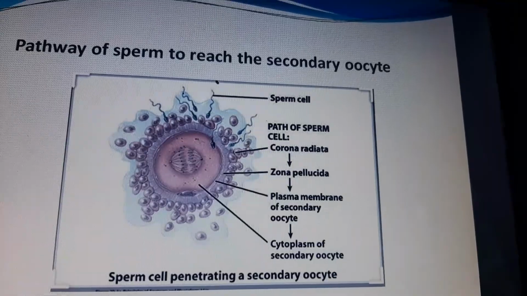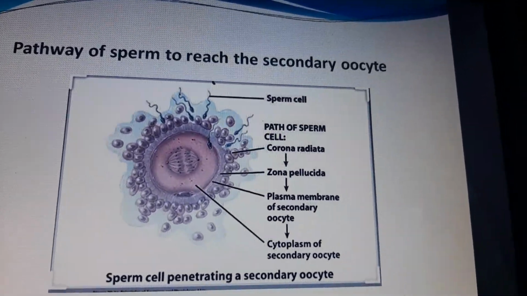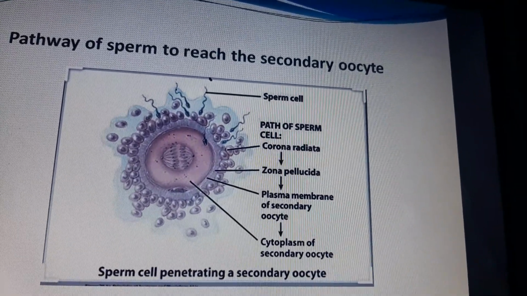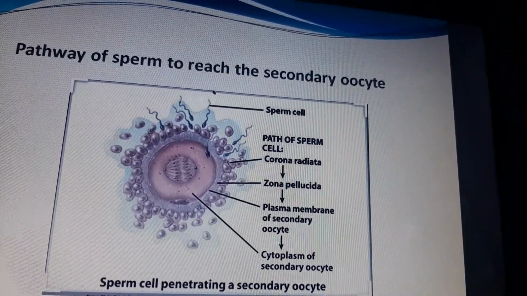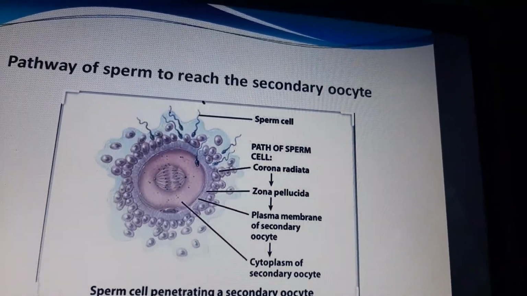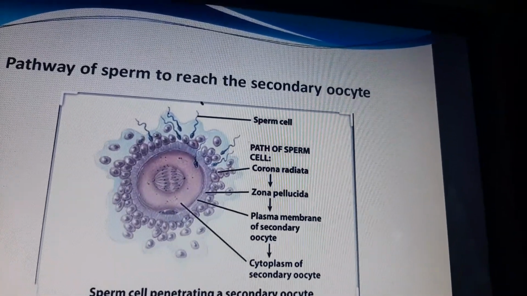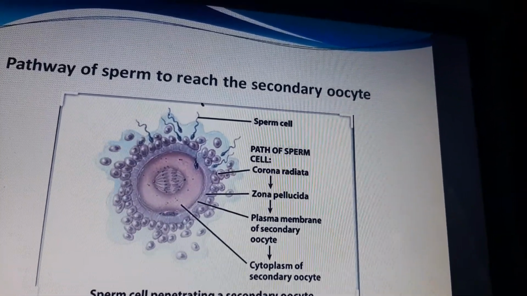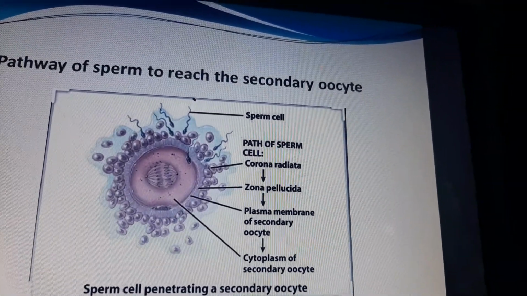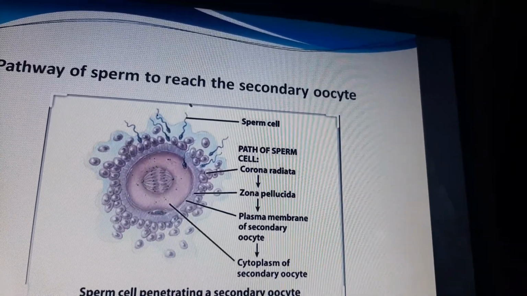The zygote that is formed has two sets of chromosomes. We get 23 pairs, like this, from mom and dad. One set is obtained from the ovum and one set is obtained from the sperm. So two sets of chromosomes form the zygote.